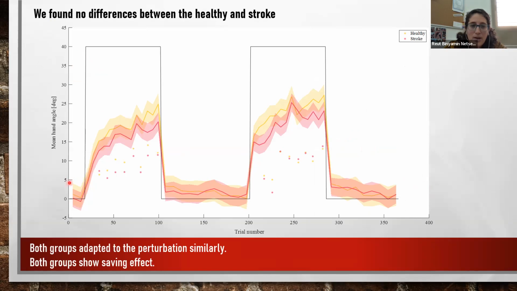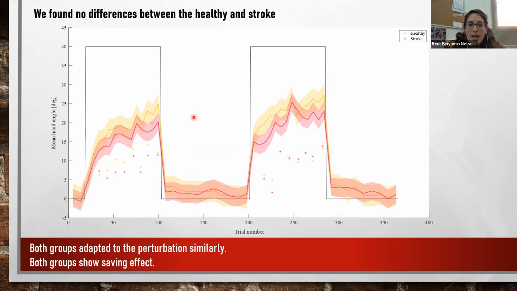Here you see the mean hand angle. This is the learning block and the relearning block. The solid line is the mean of the hand angle in the cued trials, and the asterisks are the performance in the uncued implicit trials. So you can see here that both groups adapted to the perturbation similarly, no difference between the groups. And another nice thing, we can see that we have a saving effect. Here, you see the difference between the beginning of the learning block and the beginning of the relearning block.